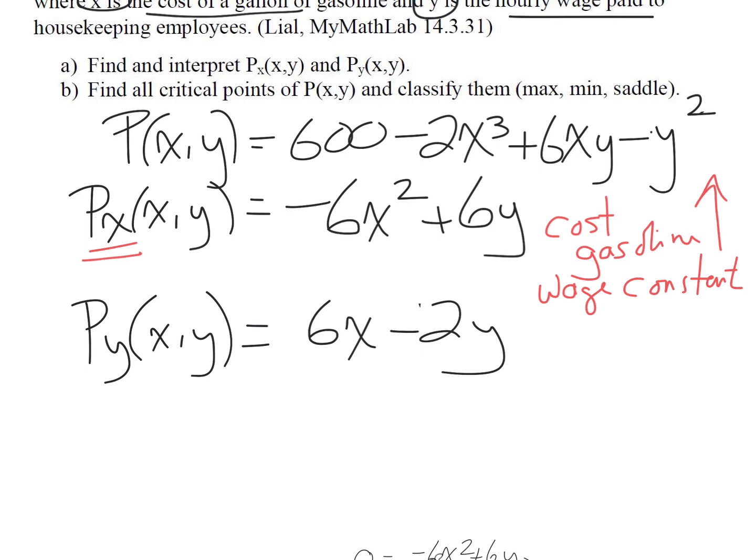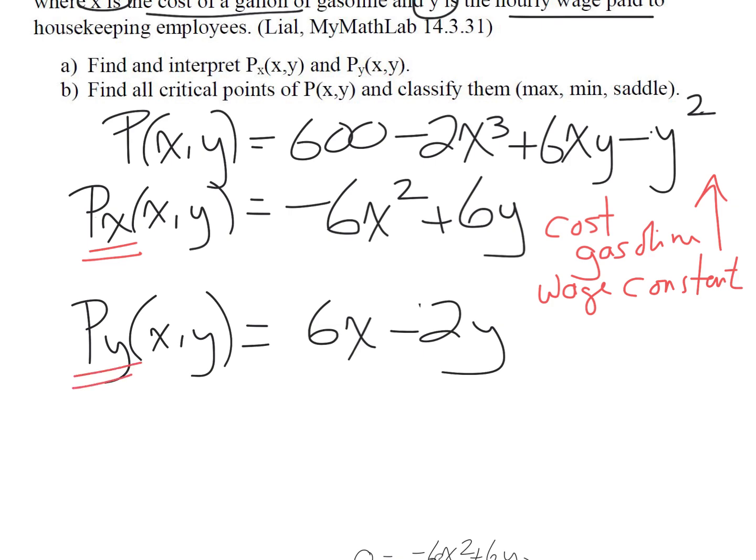So P sub X is the change in profit when gas goes up by 1 unit, here per gallon, and where the wage is kept constant at some value. And P sub Y is the rate of change of profit when the cost of gasoline stays the same and the wage goes up by $1 an hour. Does that help? Yep. Okay, it's all reflecting back to how the profit is impacted by these changes.